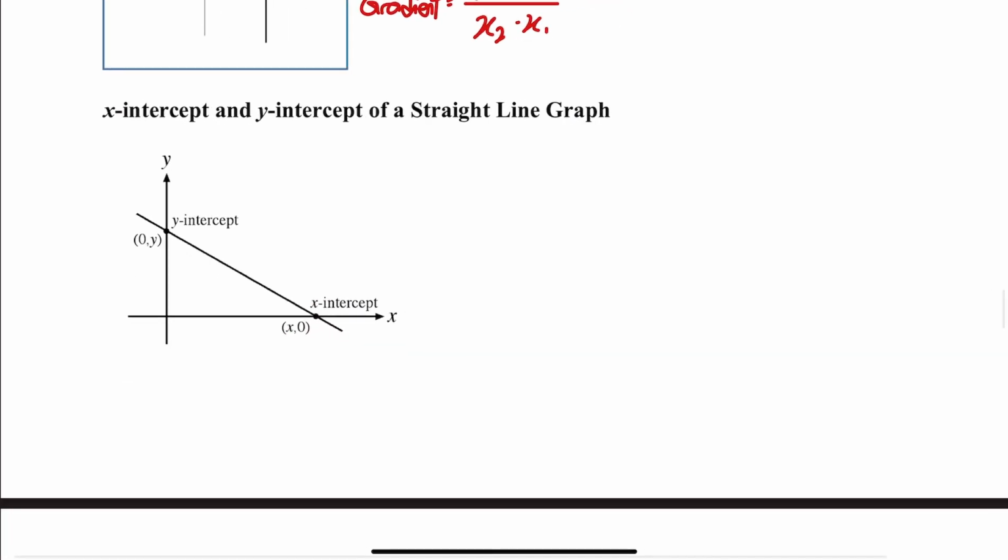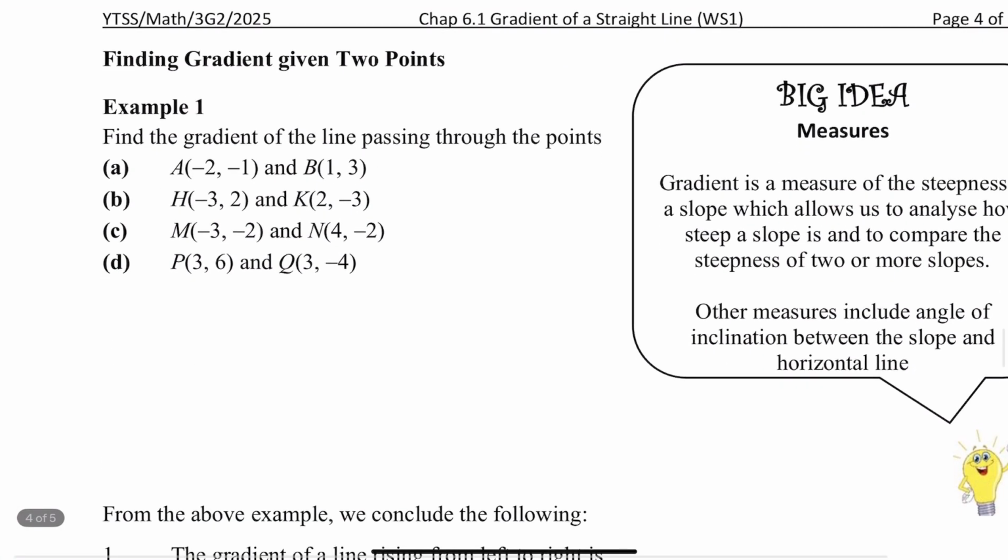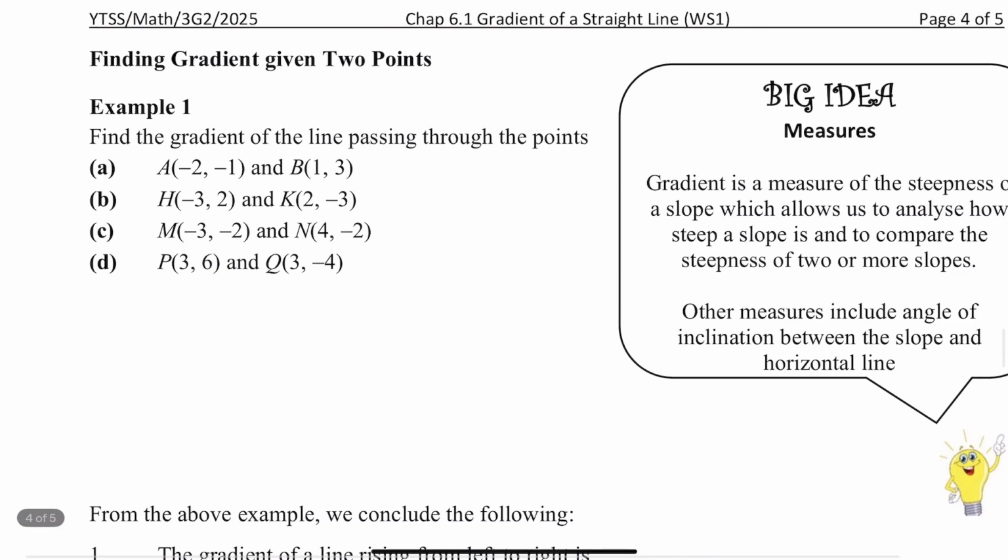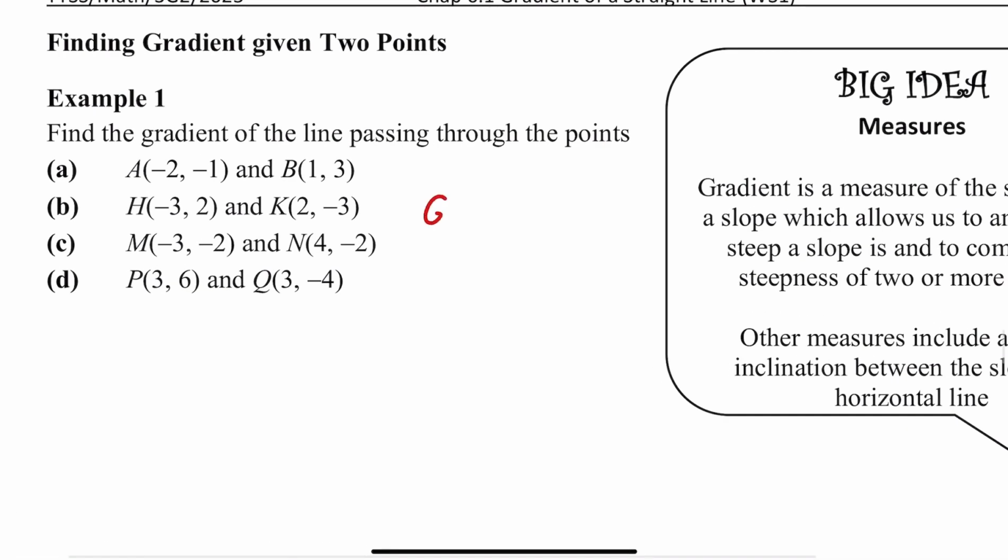Okay, let's now look at example 1, a very simple example. Find the gradient of the line passing through these 2 points. I'll write out the gradient formula here first, so you can also write that down with me. Gradient is given by the formula y2 minus y1 over x2 minus x1. So let's now look at example 1a. Find the gradient of the line passing through these 2 points.